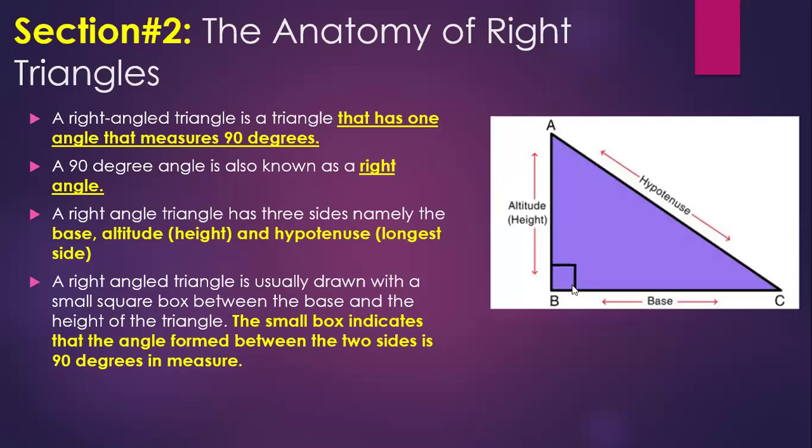What is another word for a 90-degree angle? It's also known as a what? It's the second line. A 90-degree angle is also known as a what? Right angle. It's also known as a right angle.